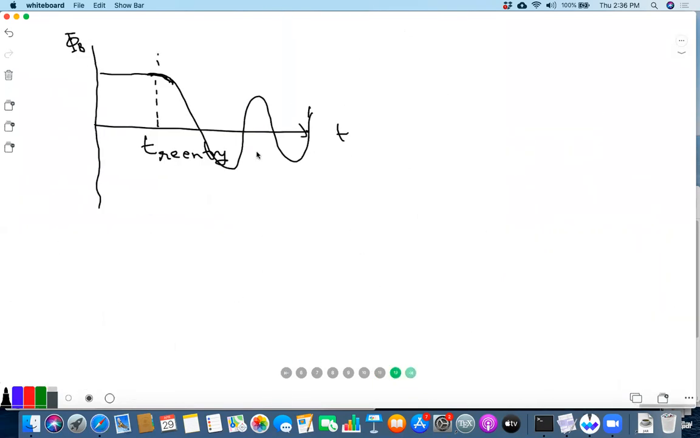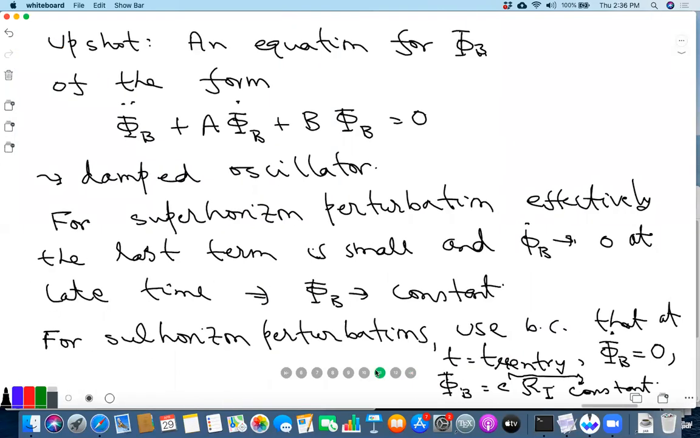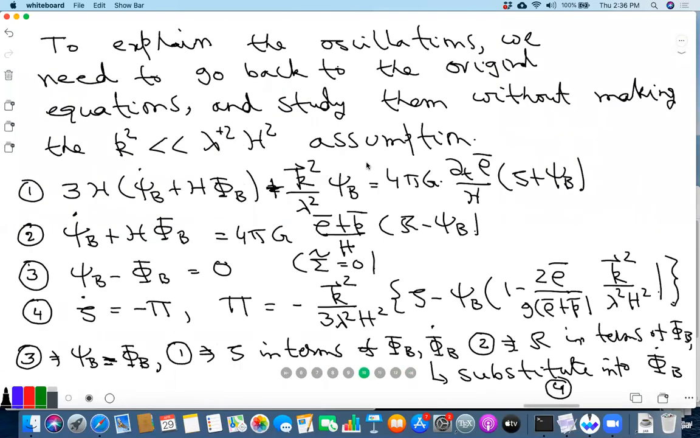The reason that it's becoming important is because of the interaction between matter and gravity, which are suppressed for the super horizon perturbations. That's another way of seeing why these terms didn't contribute earlier.